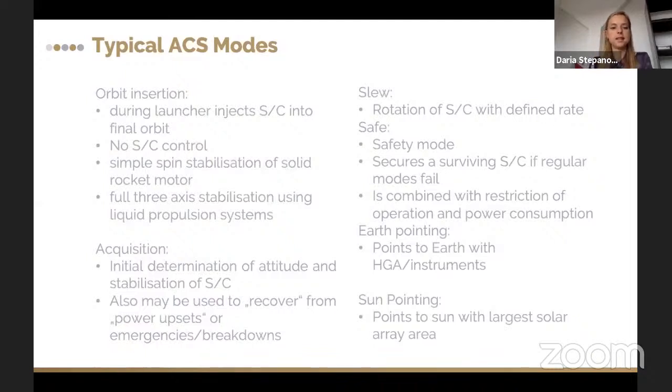After the satellite is in orbit, there is basically no spacecraft attitude control. Simple spin stabilization is required because the satellite is tumbling. The speed of tumbling can be really high and can influence even the communication with the satellite. In the acquisition mode, initial determination of attitude is conducted. This mode can also be used to recover from power upsets, emergencies or breakdowns.